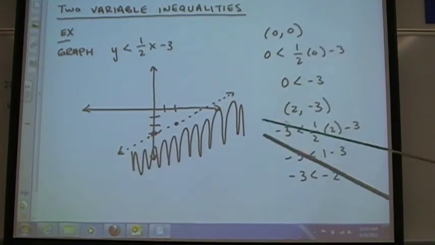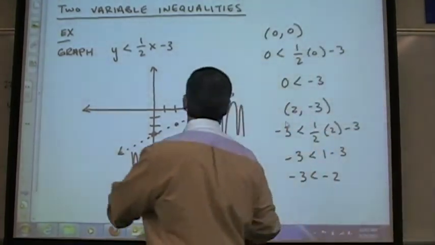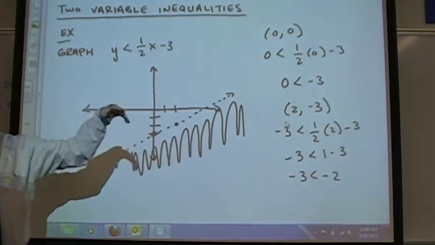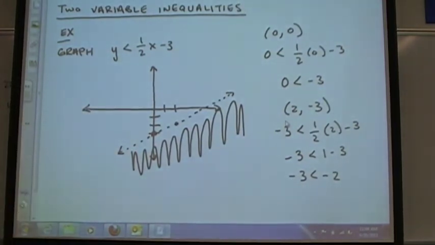Alright? So that tells you that the point 0, 0 right here is not part of your shaded region. So if you end up with a false statement, then that means that point that you chose is not part of your shaded region. So you know to shade away from 0, 0 in this case.